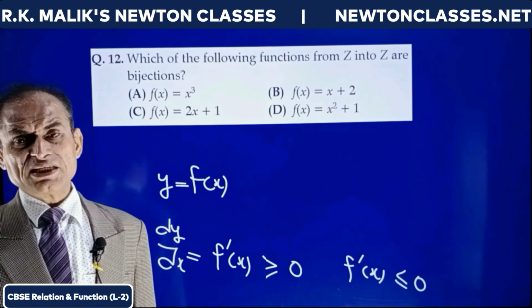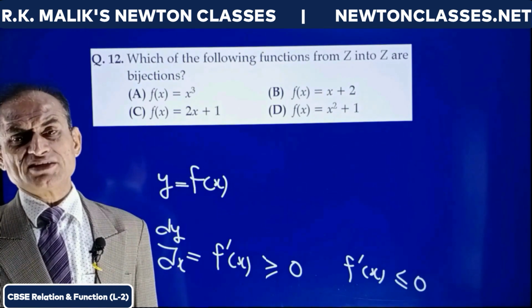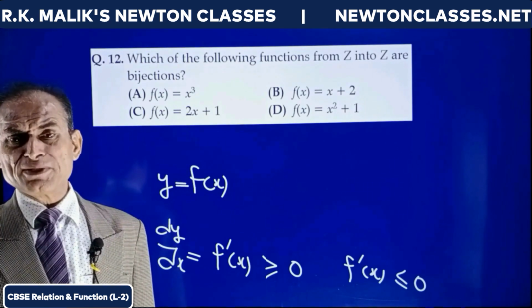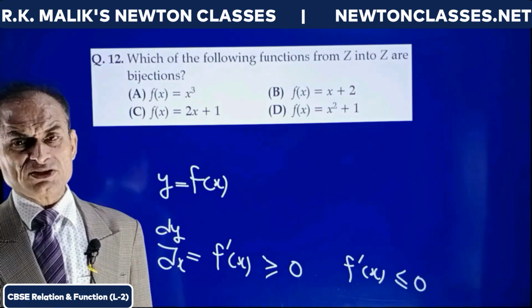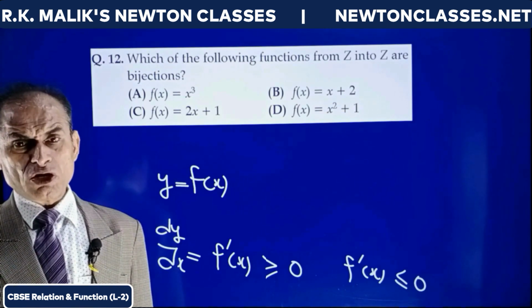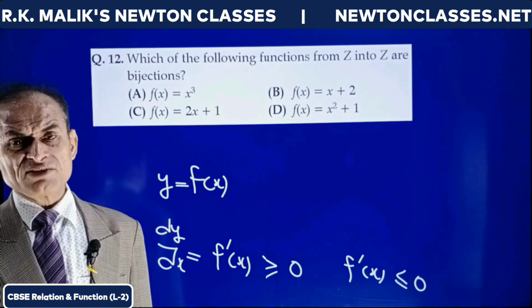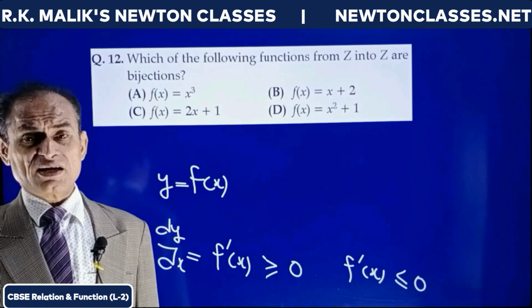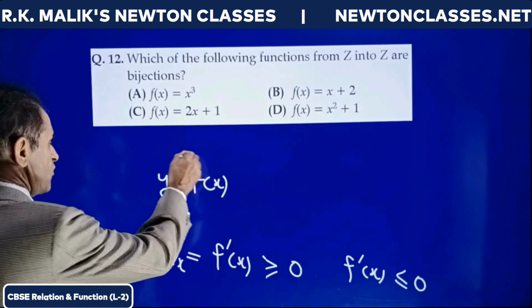If range is equal to codomain, the function is said to be onto. If range is a proper subset of codomain, in that case you will say the function is not onto, that is, in that case the function will be called an into function. And how to find the range of the function?